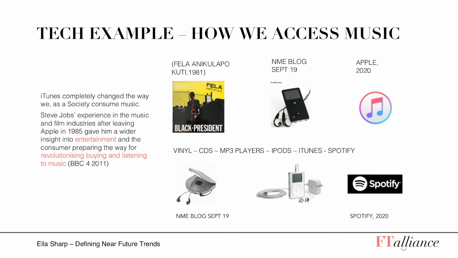And this actually prepared the way for revolutionising buying and listening to music. So in this slide, we can see how music consumption evolved over 30 to 40 years. And in the 1980s, the majority of people bought their music on vinyl and played it on a record player. Here is Fela Kuti's classic Afrobeat album, Black President, of 1981.